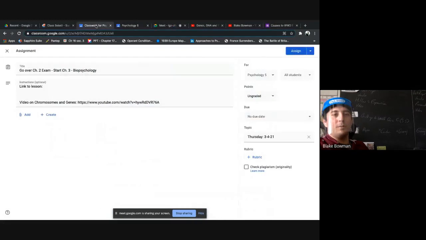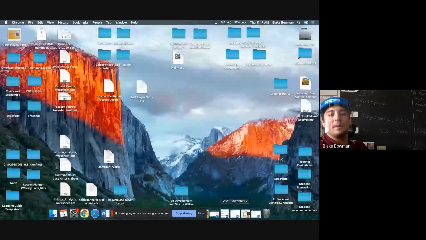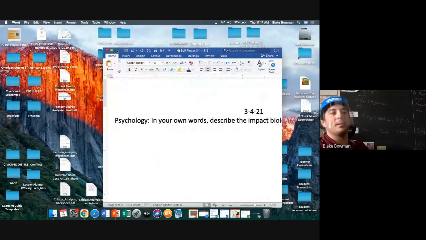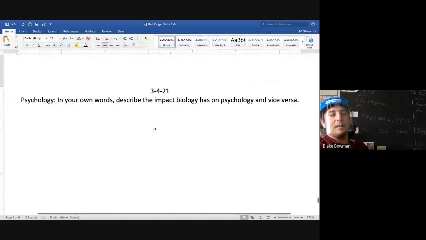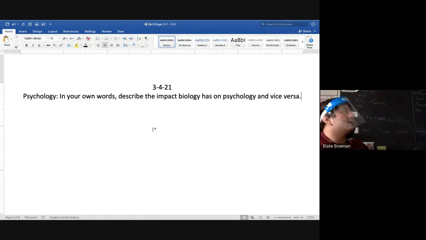All right, so moving on here. Bell ringer. I know what you're thinking. Bell ringer, we didn't go over anything yet. But since we talked about this perspective in Chapter 1, I think it's important maybe to just bring it up and how we can represent it here of what we're going to be studying in this next chapter. So in your own words, describe the impact biology has on psychology and vice versa.